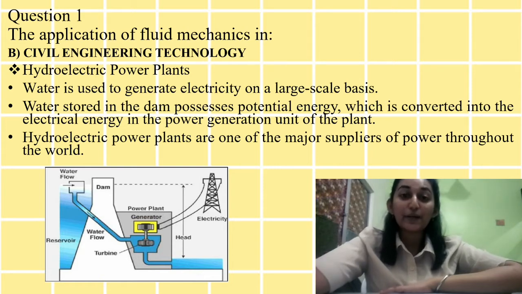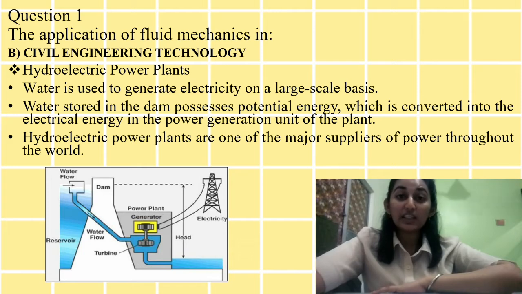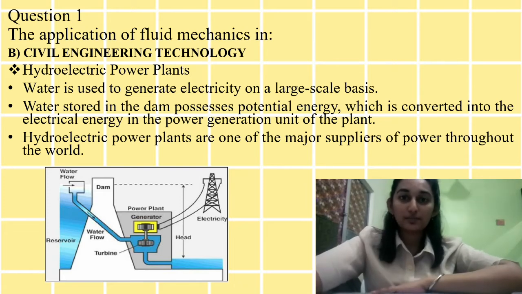The first is hydroelectric power plants, which are used to generate electricity with the help of water on a larger scale. The water is stored in a dam and possesses potential energy, which is converted into electrical energy with the power generation unit of the plant. Hydroelectric power plants are one of the major suppliers of power throughout the world.